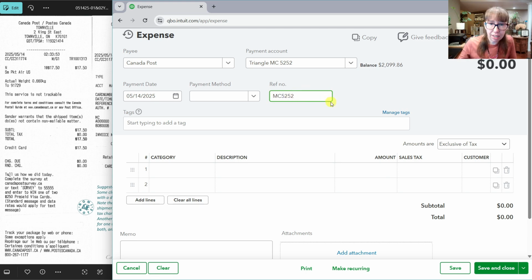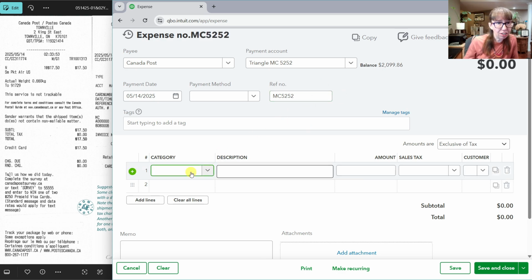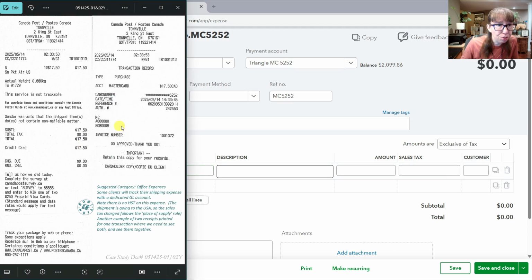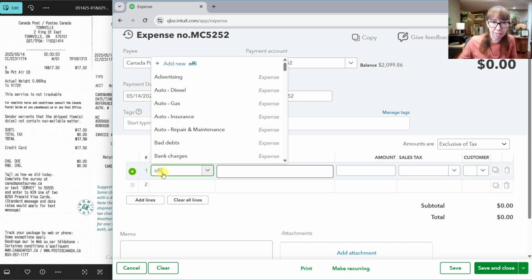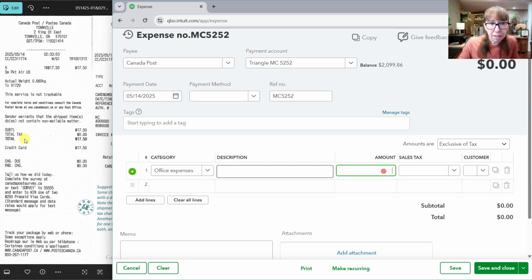The reason I do that is if my internet connection is a bit laggy, sometimes this payment account reverts back even after I change it. And this reference number is like crumbs for me to know I typed this in consciously and this is how it was paid. And then the category, because it is shipping to the US, I'm just going to put this towards office expenses. And the amount is $17.50.